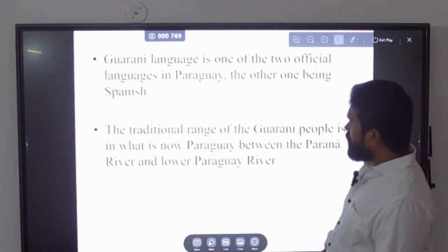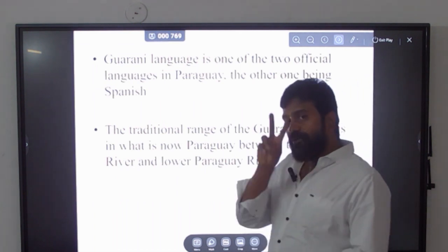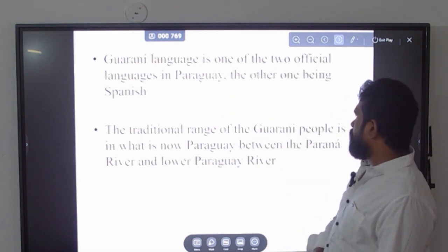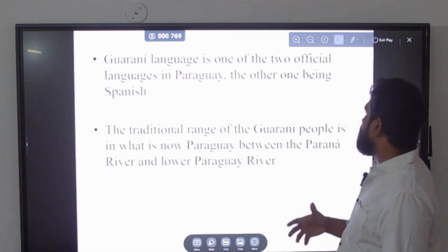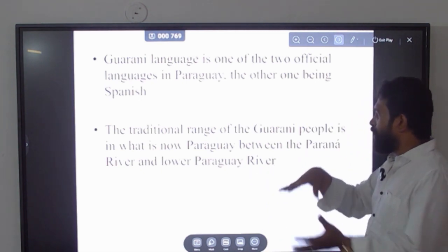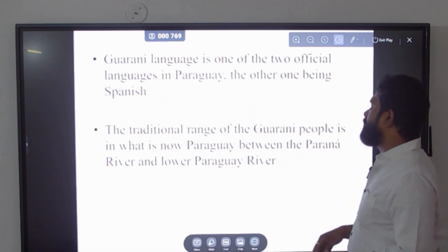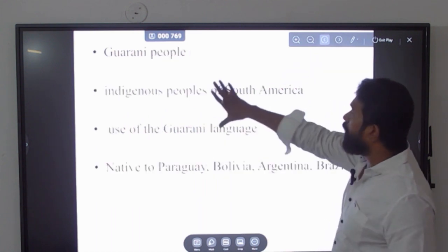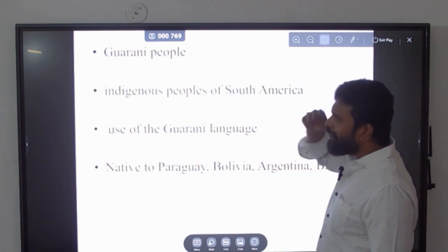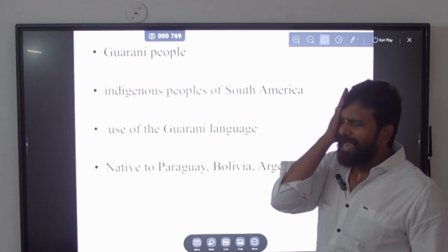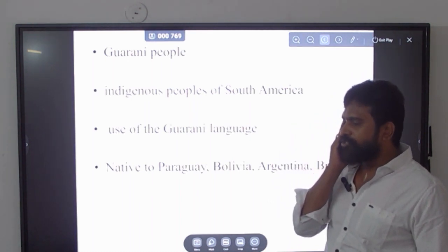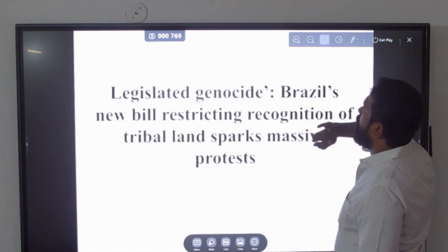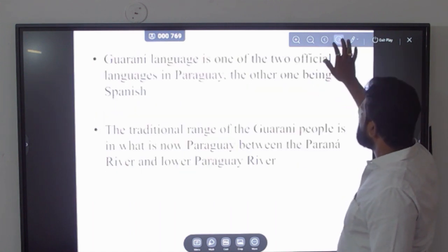That's why in Paraguay there are 2 official languages: one is the Guarani language and the other is Spanish. Traditionally these people were living on the Parana river and the Paraguay river in southern America. So you should know who the Guarani people are. They come out from their land and make slogans and songs against these kinds of bills. They are in Brazil.